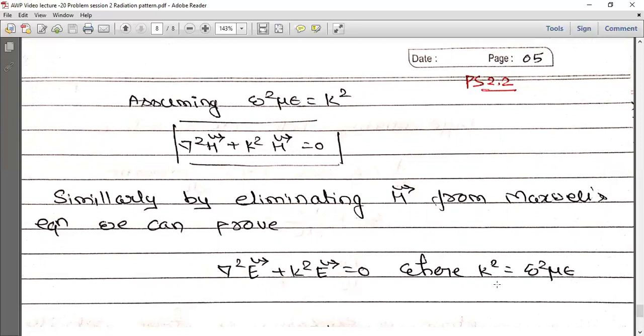Hence k is a quantity equivalent to phase variation per unit distance. When the wave travels by unit distance, how much phase variation takes place is the quantity k, and that's why it is known as the phase constant.